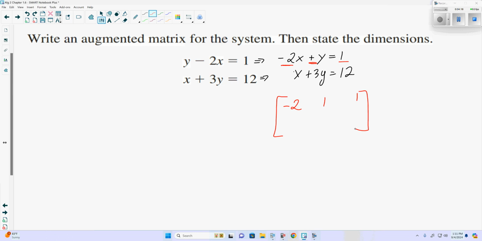Questions on this so far? Let's look at the second row. The number in front of x would be 1, then the number in front of y, and our last number. So we have our augmented matrix. Now we need to state the dimensions, rows by columns. How many rows do we have here? 2. How many columns? 3. So this here would be a 2 by 3.